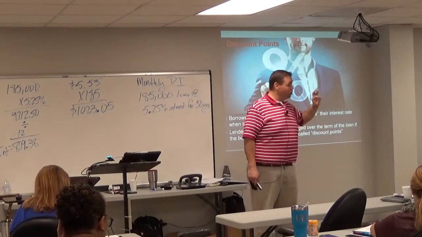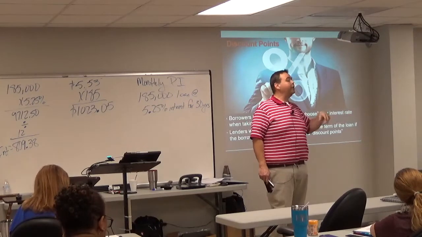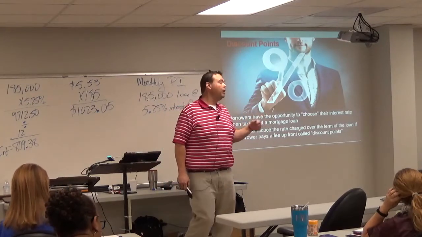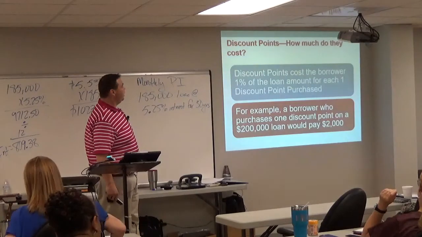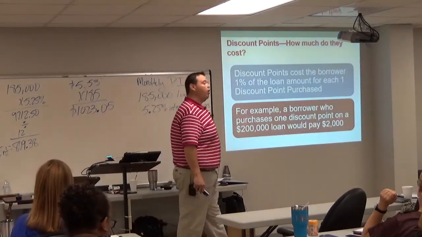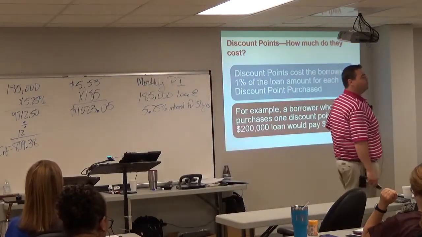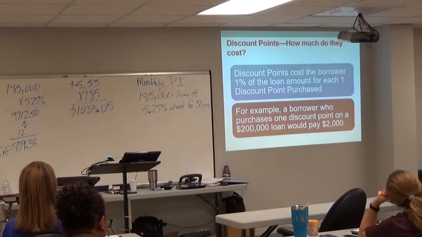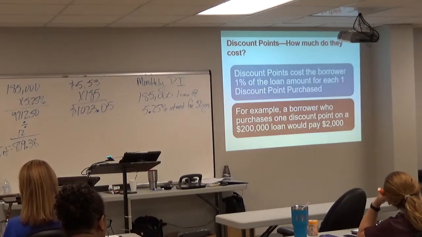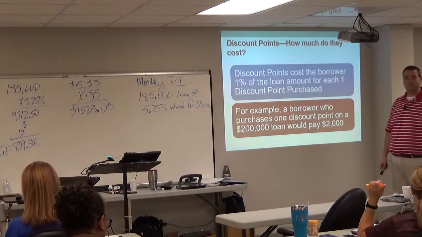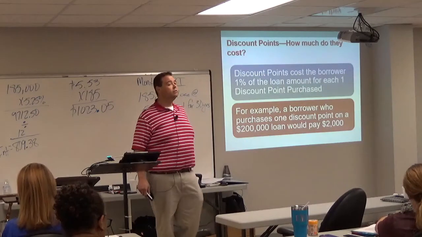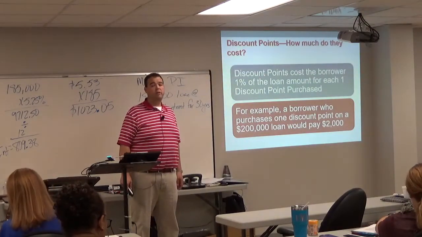You need to be able to calculate the charge for them, how much they cost, and you need to be able to calculate how much they would change that interest rate. Does that make sense for everybody? Okay. So, discount points, the cost. The cost is a very simple number. This is the easier of the two things by far. Each discount point costs 1% of the loan amount. So whatever amount they're borrowing, a discount point would cost 1% of that amount. On a $200,000 loan, how much would a discount point cost? What's 1% of $200,000? $2,000.